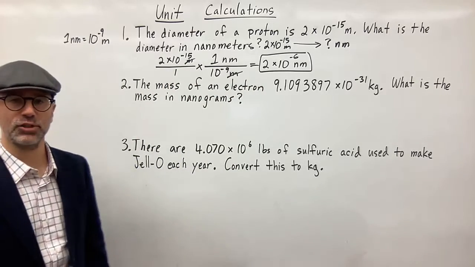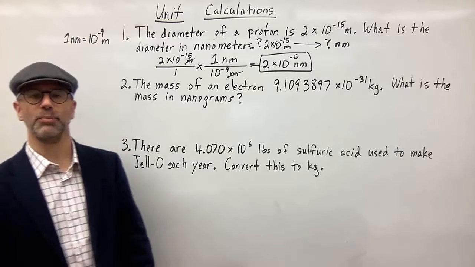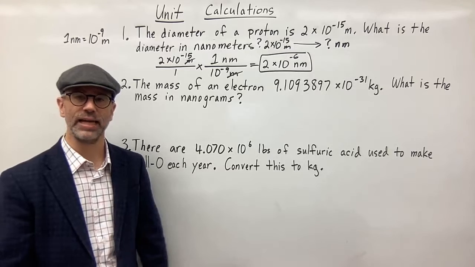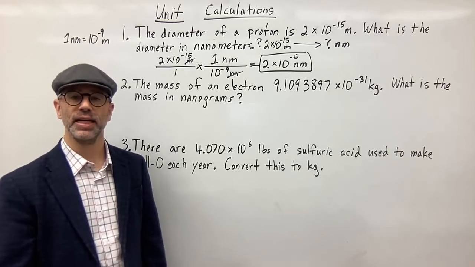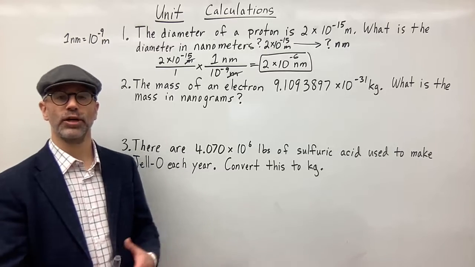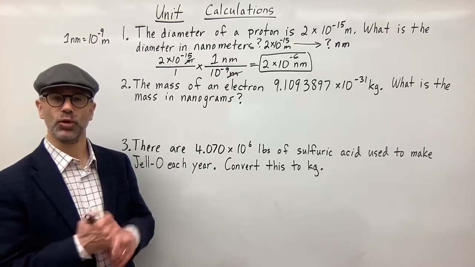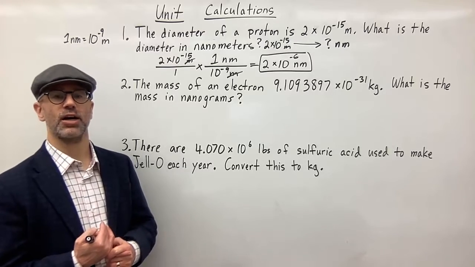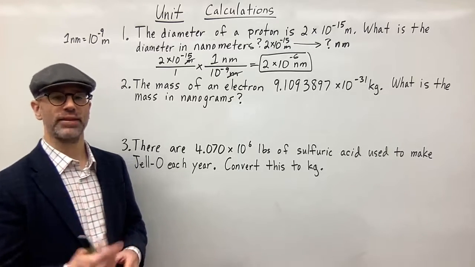So the mass of an electron is 9.1093897 times 10 to the negative 31 kilograms. What is the mass in nanograms? So again, very similar to the first one. We're not given any information except for the mass of the electron in kilograms, but they want that in nanograms.